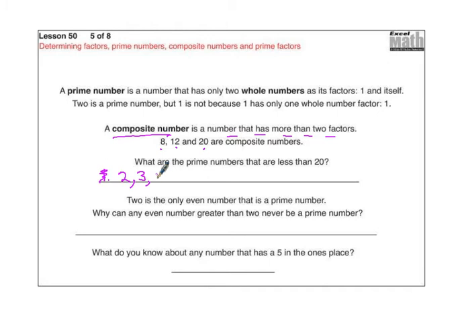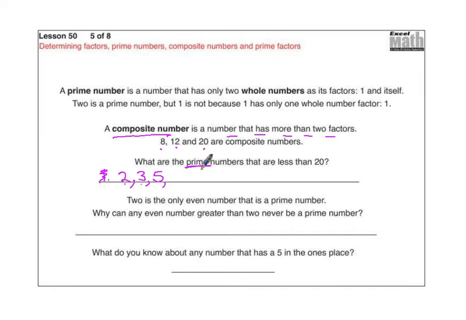Is 4 a prime number? Let's see, 1 times 4 and 2 times 2. So no, that's not a prime number. How about 5? 1 times 5 is 5. That's it. There's no other problem. So what we're looking for are the numbers that only have 1 times themselves as the factors. How about 6? Well, 1 times 6 is 6, but 2 times 3 is also 6. So we're not going to put 6 in this list of prime numbers.